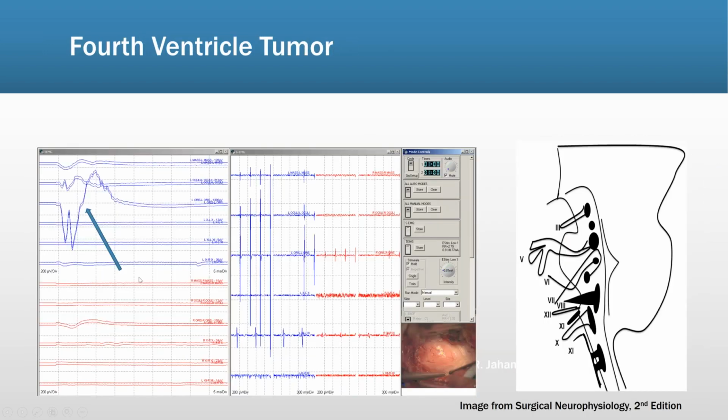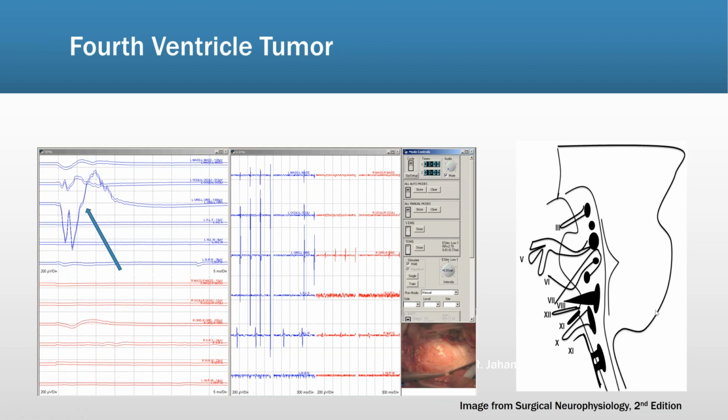This is a fourth ventricle tumor. Fourth ventricle EMG is one of the very important modalities for mapping of the fourth ventricle. If you look at the picture on the right side, the fourth ventricle has the nuclei of a lot of cranial nerves: 3, 5, 6, 7, 10, 11, 12. They are embedded in the floor of the fourth ventricle. This is the roof, and this is the floor.